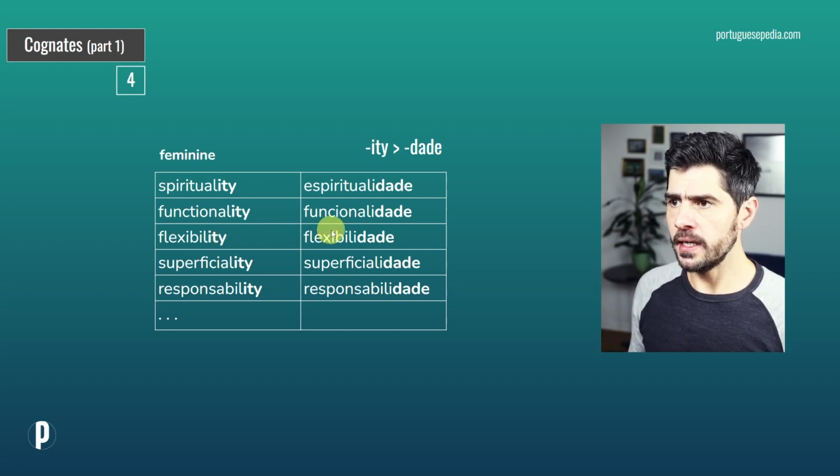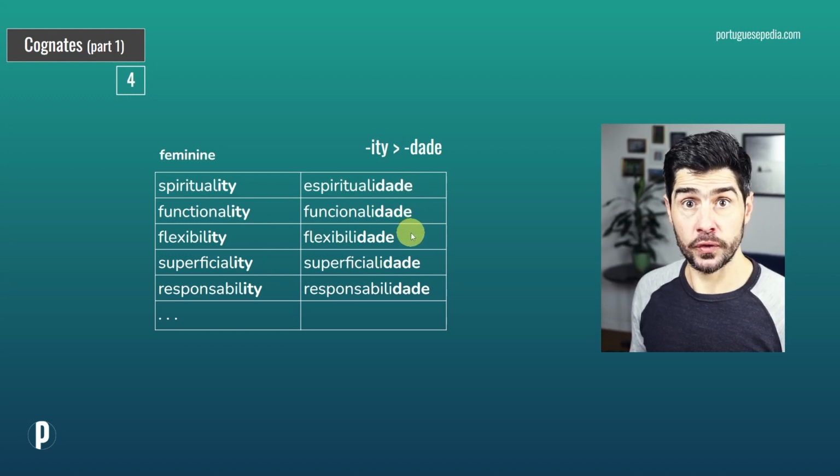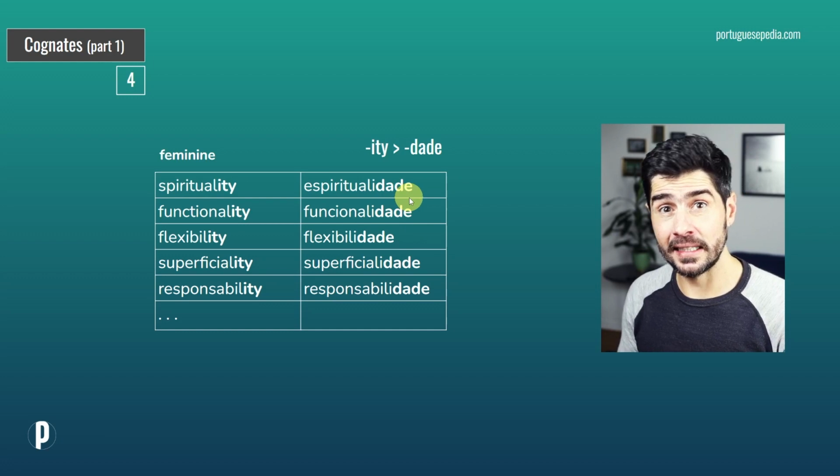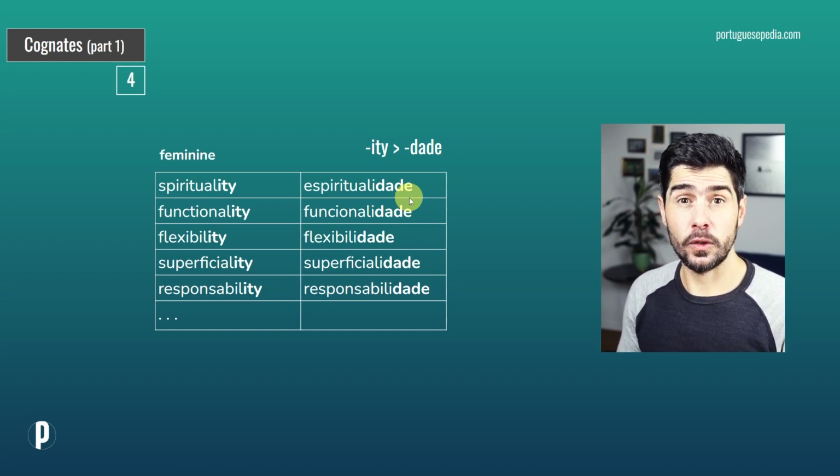And don't forget also that the E here at the end, they are mute. They are almost nearly silent. So espiritualidade. It's not espiritualidade, it is espiritualidade.